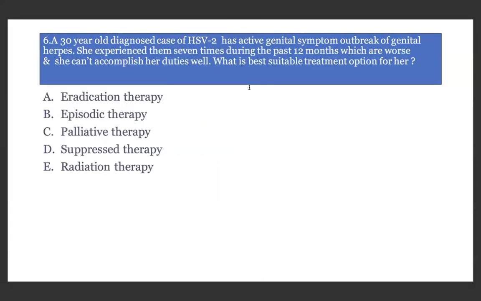A 30 years old diagnosed case of HSV2 has active genital symptom outbreak of genital herpes. She experienced them 7 times during the past 12 months, which are worse, and she cannot accomplish her duty well. What is the best suitable treatment for her? A is eradication therapy, B is episodic therapy, C is palliative therapy, D is suppressed therapy, E is radiation. D is the right answer.